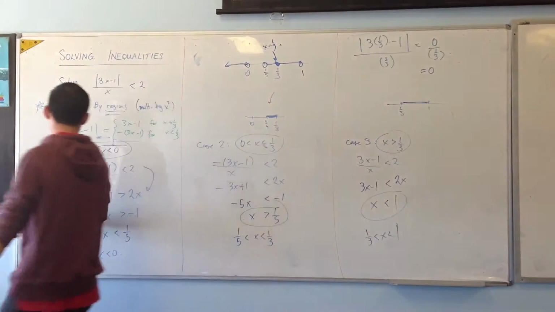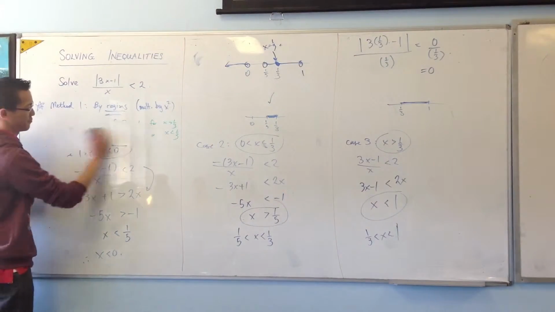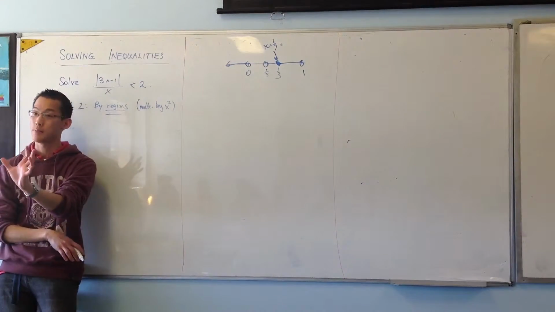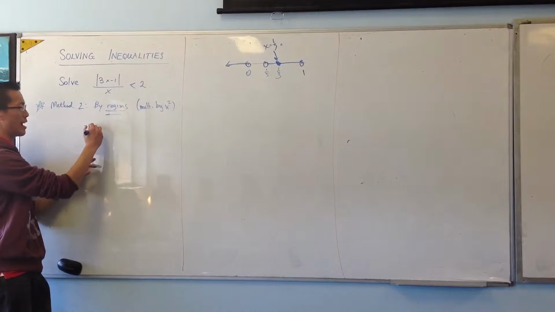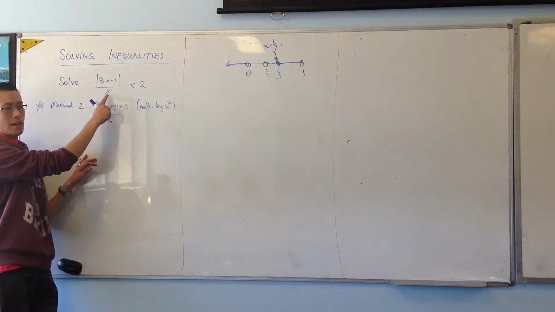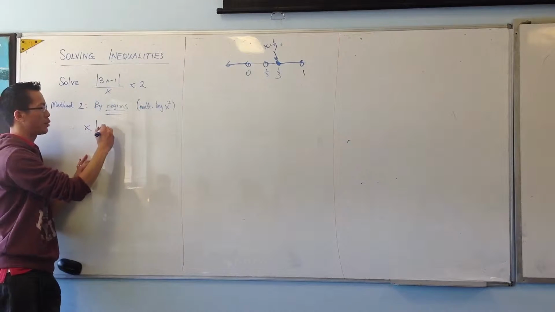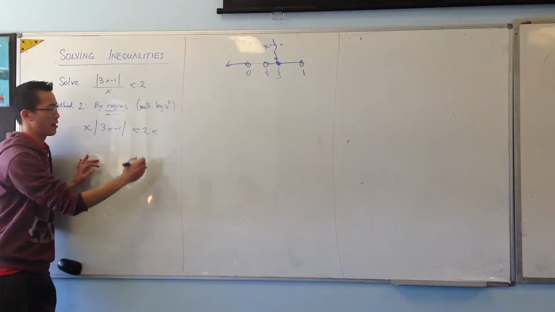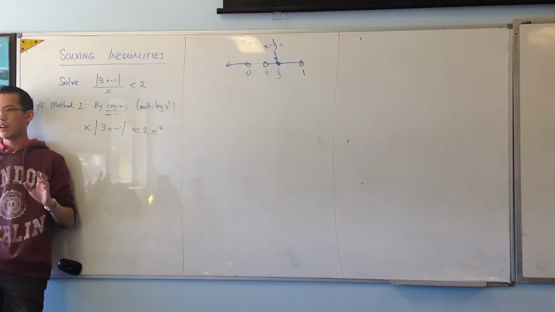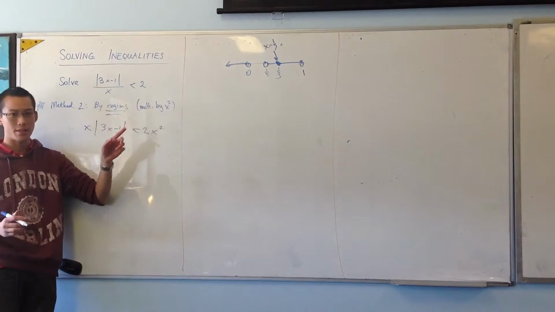So I'm going to get rid of all of this. How can we make cases better? So when you multiply through by x squared, what happens? You're going to get an x on this side, because x squared times x. That absolute value is still there. And then you're going to get an x squared on the other side.